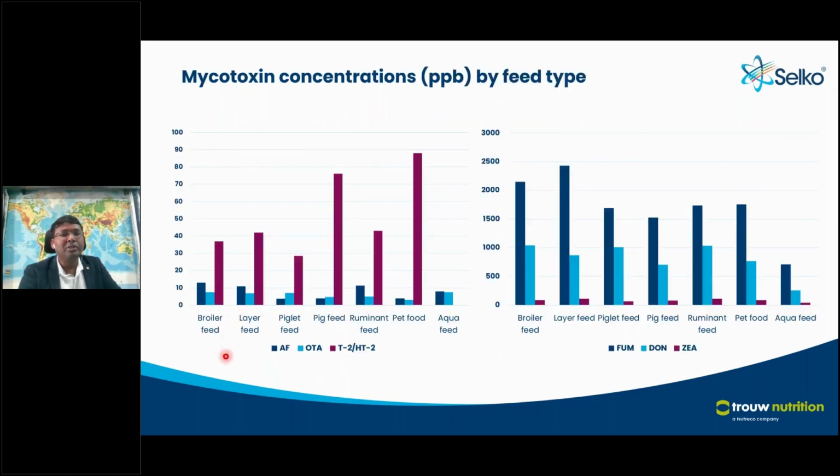So looking at feed type, aflatoxin, across all the feeds, you see some variability here and there, but pretty much around 10-12 parts per billion. Looking at OTA, slightly lower than aflatoxin, and T2, somewhere between 30 to 50, 80 parts per billion. This is all average, remember, and this is in terms of the fumonisin. You can see higher levels across all the feeds, followed by DON and followed by ZEA. So there's a similar pattern across the feeds.